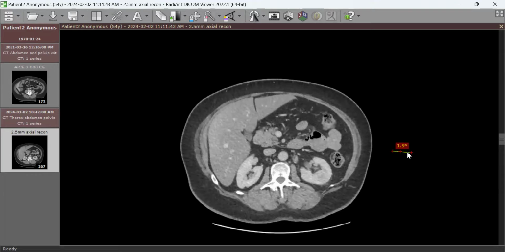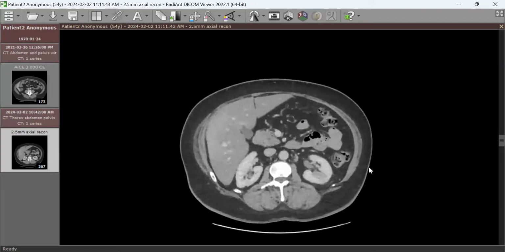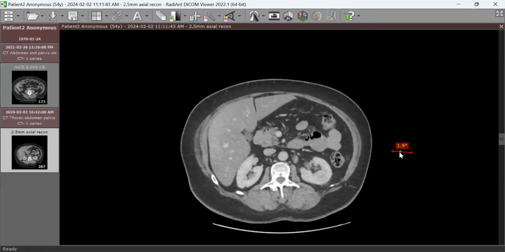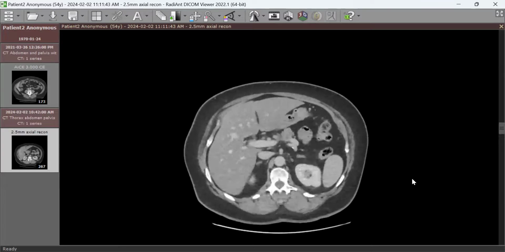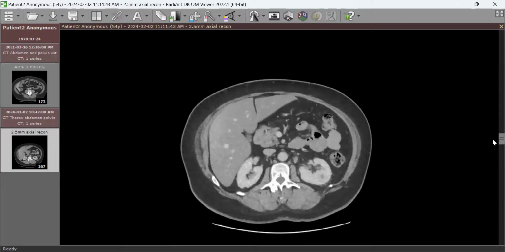Look at the kidneys. Well, you mentioned that no hydronephrosis, no stones, but are there any focal lesions?